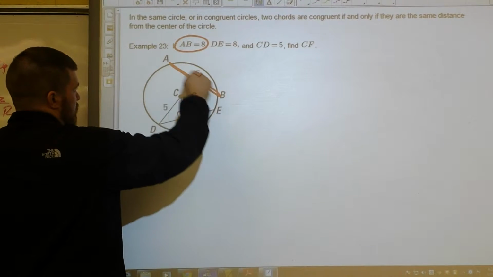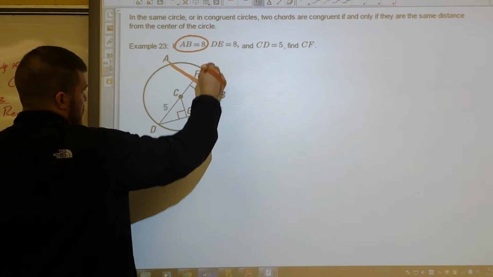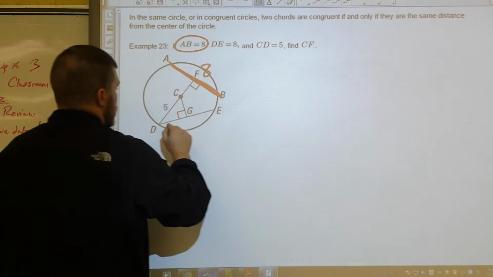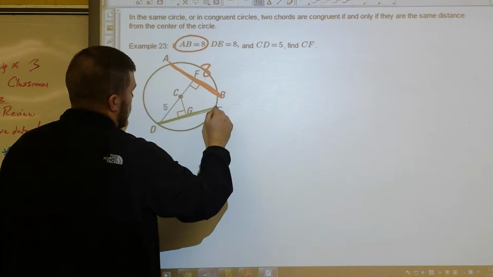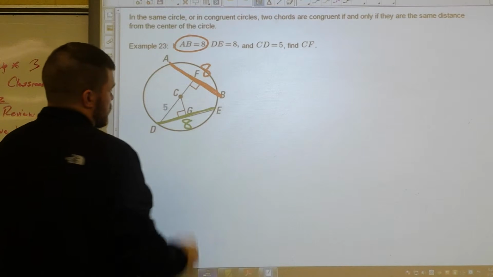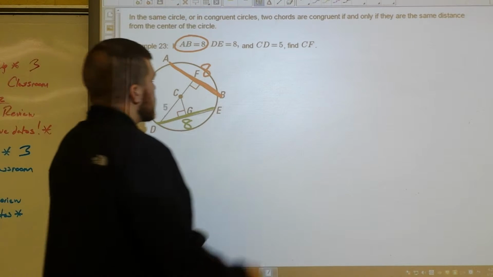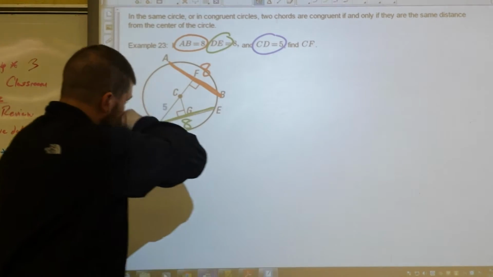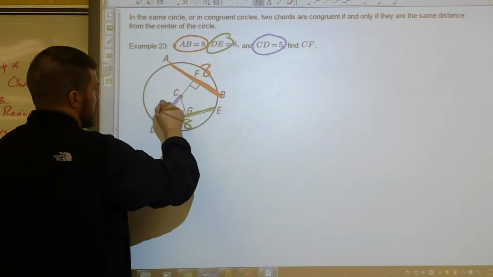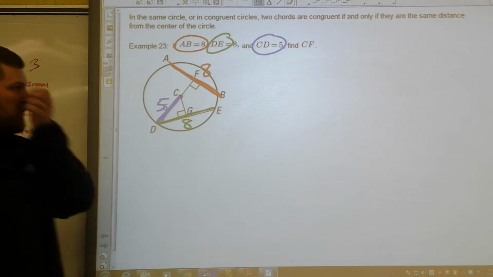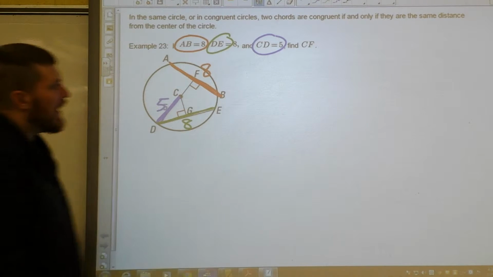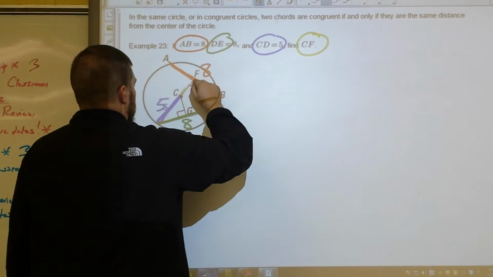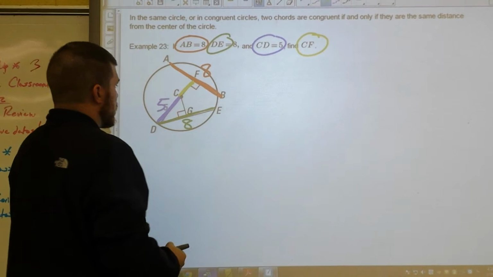We're told that AB right here is 8. We're told that DE, let's do that in green, DE, which is right here, is also 8. And then we're told that CD is 5, which is right here. I'm just filling in my picture with the information that's given to me. I want to find CF. So this is what I want to find right here.